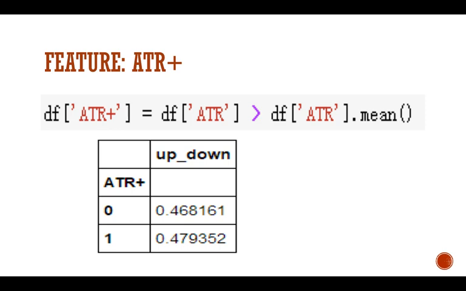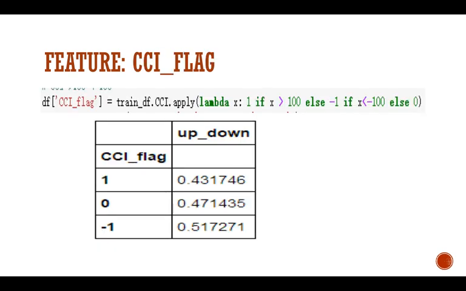And the ATR plus feature. In technical analysis, ATR is the average true range. We compare the ATR with its mean and get the indicator ATR plus, which can be featured from the result. Then let's move to the CCI flag. The CCI strategy seems significant if we split the CCI into CCI bigger than 100 or CCI less than minus 100 and the other situations, which can be a feature in the model as well.